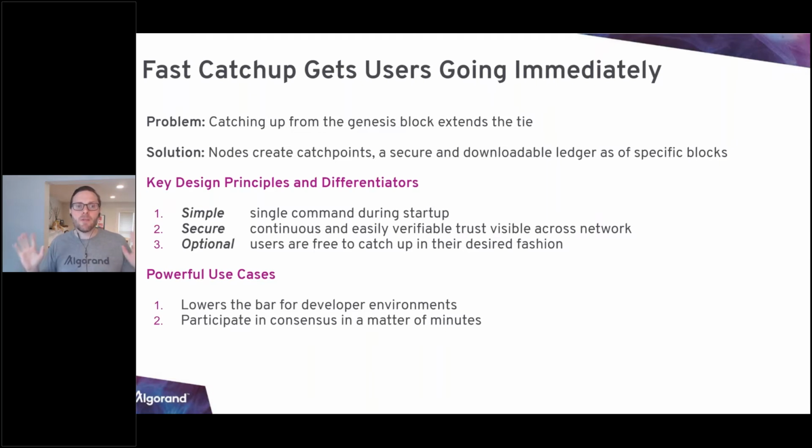And the two use cases here are fairly straightforward. It lowers the bar for developer environments. We talked about that. It also really lowers the bar for people who want to participate in consensus. If you want to run a node and participate in consensus and be part of securing that network, well, now you can do so really easily, really quickly, rather than having to wait around and make sure you've got that whole blockchain downloaded. So this is a small feature, but it really is going to have quality of life improvements for both our developers and for folks who just want to participate.